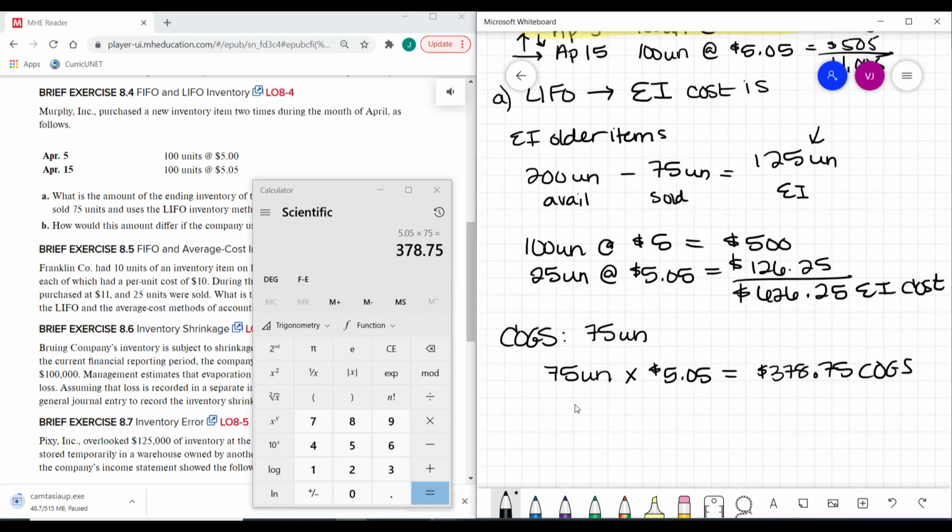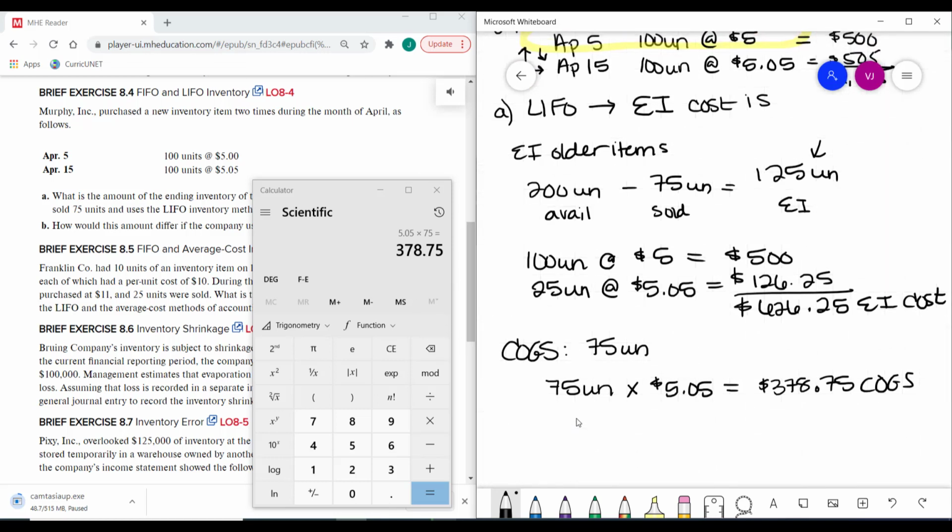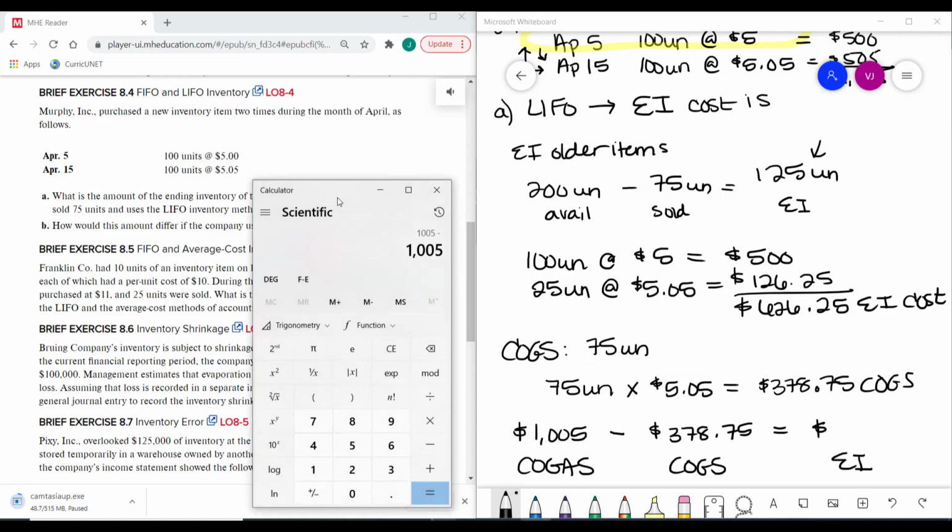So if you're more comfortable finding cost of goods sold all the time, you can do that first, and then take your cost of goods available for sale, which is the total cost of the inventory up at the top, your cost of goods available for sale, minus your cost of goods sold that you just found, should give you the cost of your ending inventory. So let's see if that works. So we have 1,005 minus 378.75.